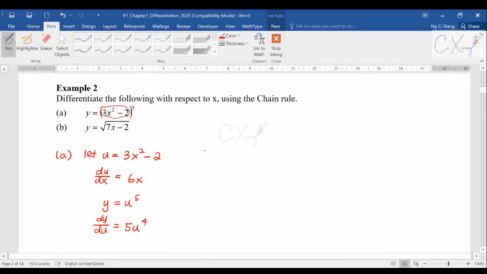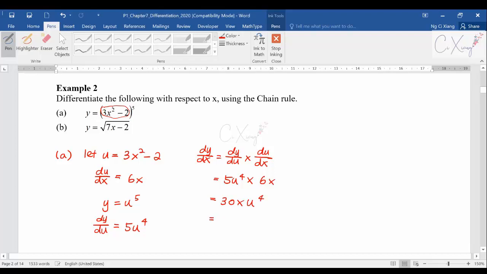Eventually what they want you to find is dy dx. So how to get dy dx? You combine it using dy over du multiplied with du over dx. What is dy over du? This one, 5u power 4. And what is du dx? This one, 6x. So 6 times 5, you get 30, and then you have x and then u power 4.